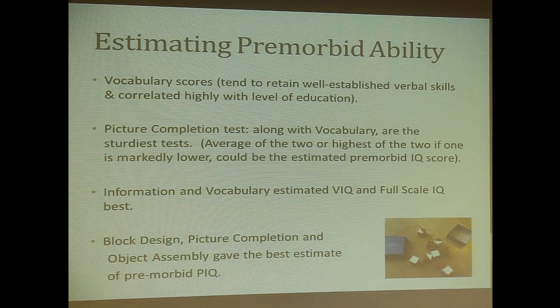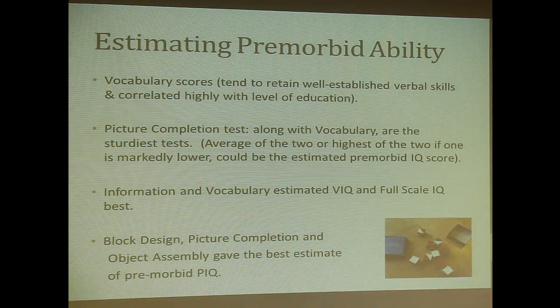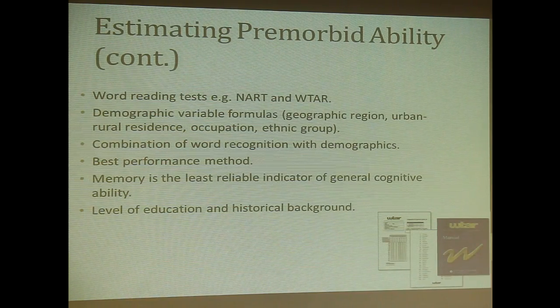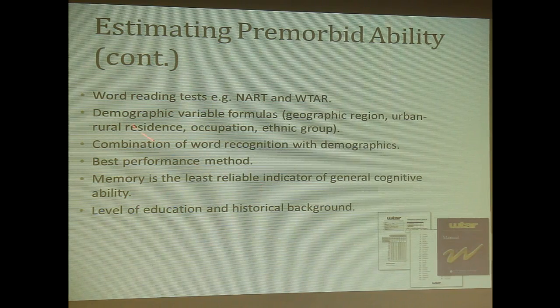Information, again the information subtest in the Wechsler scales, and vocabulary, estimated verbal IQ and full scale IQ the best. And block design, picture completion, and object assembly gave the best estimate of premorbid performance IQ. Then you get other tests like the NART and the Wechsler test of adult reading, which I have over here.